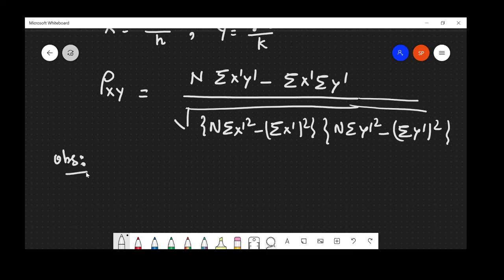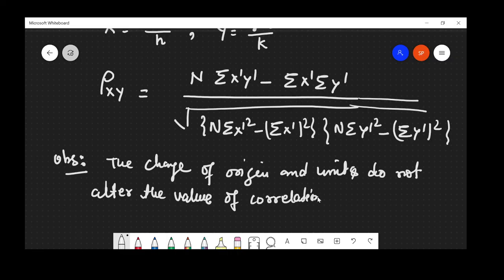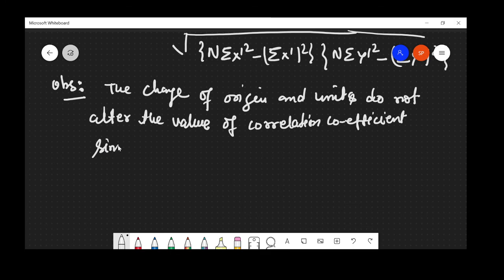The observation here is that change of origin and units do not alter the value of the correlation coefficient, since rho xy is a pure number, and rho yx is also a pure number.